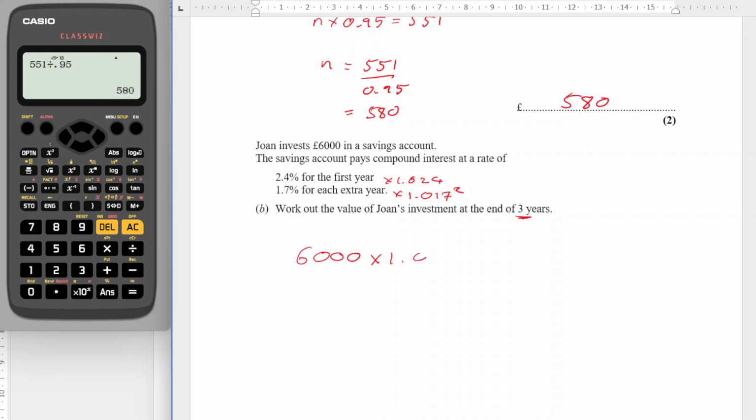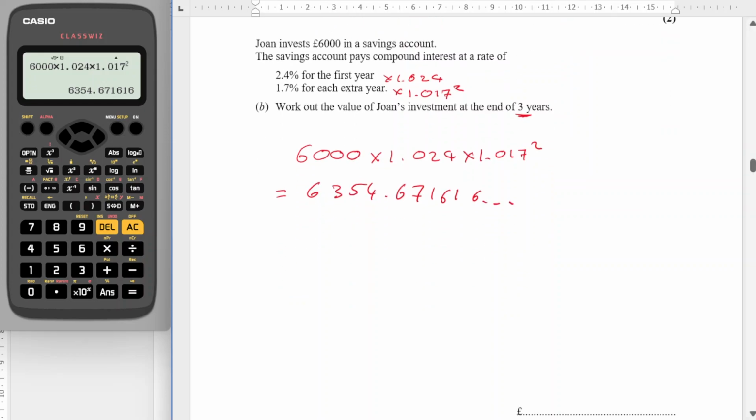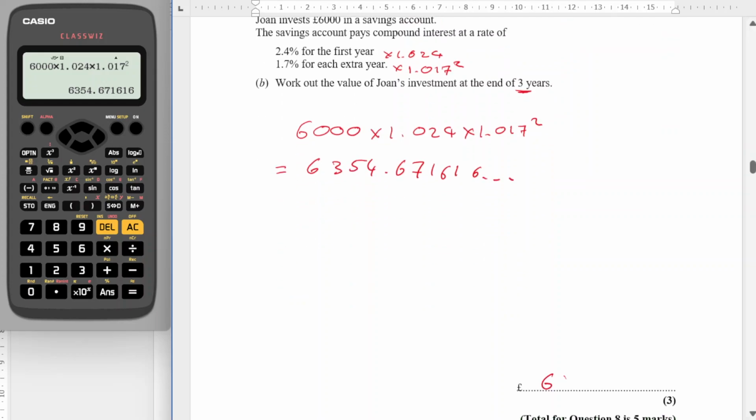So times by 1.024 for the first year, and then 1.017 squared for the second and third year. And we don't need to break it down as a sum, we can do it just as a single type in on the calculator, provided we type everything right. 1.017 squared, so that gives you £6,354.671616... So I would give it in pounds and pence, so I would go 6354.67.